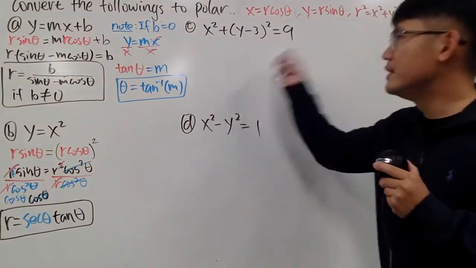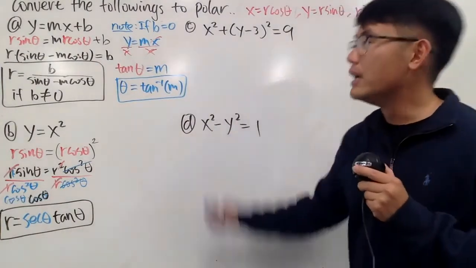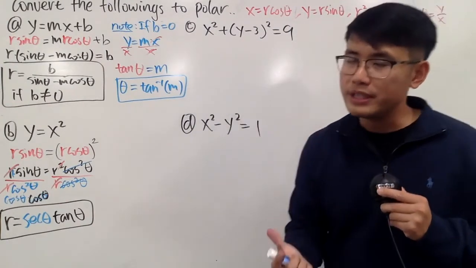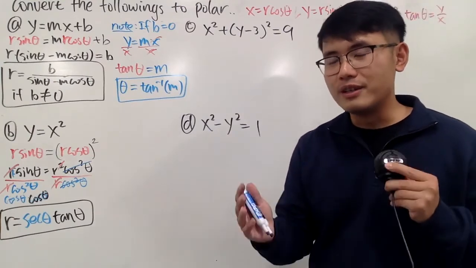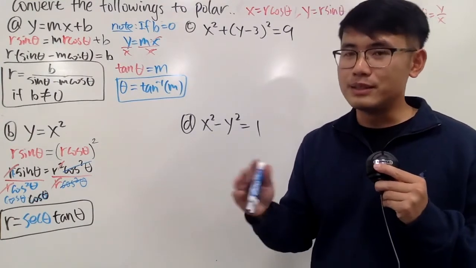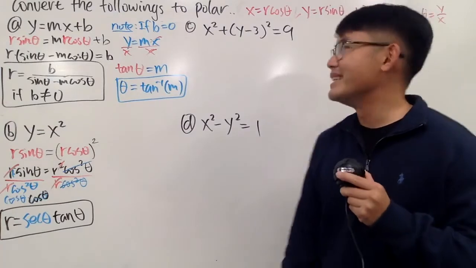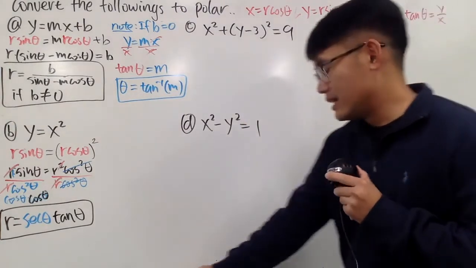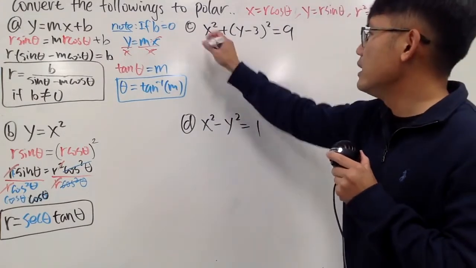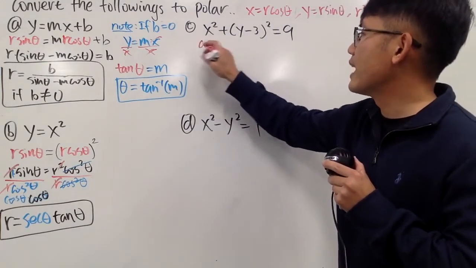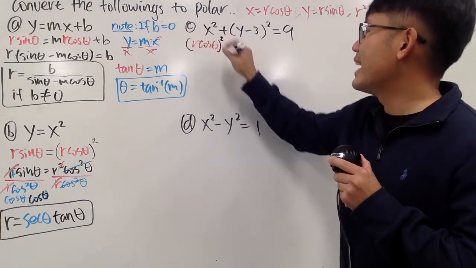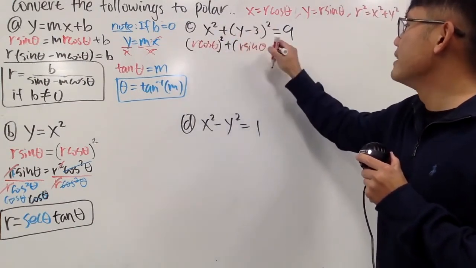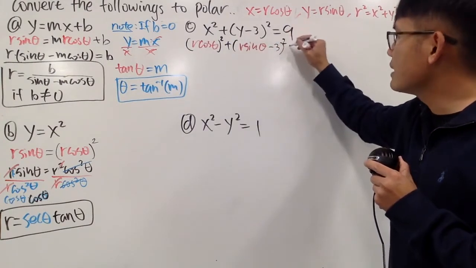Now, this one, we have an equation of a circle, center at (0, 3). The truth is, the equation of a circle in the standard form is really ugly in the polar world. So this is a special case. It's much better. Take a look. Do it the same way, of course. x is r cosine theta. Square that, plus y is r times sine theta minus 3. And we have to square that. That's equal to 9.